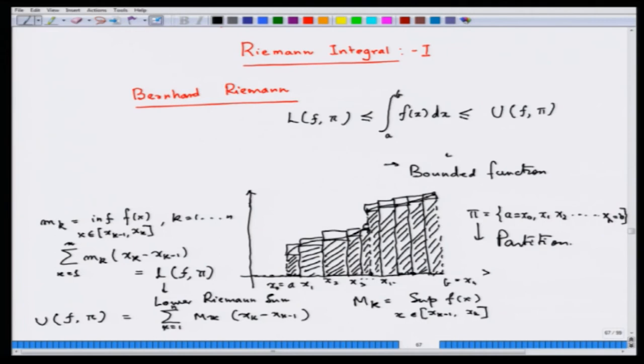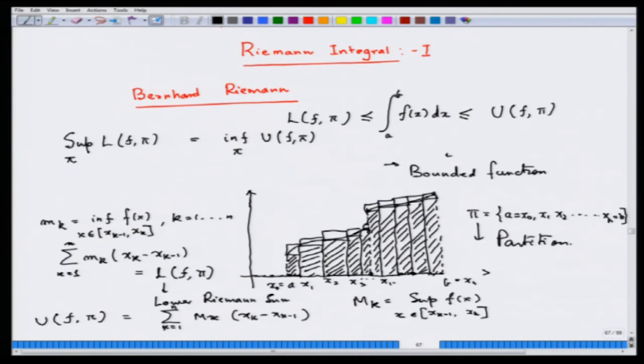Now, suppose we take the supremum of L(f, pi) for all possible partitions pi and we take the infimum of the upper Riemann sum for all possible partitions pi. When I say supremum over pi, it means over all possible partitions. There can be infinite ways of partition: this is one way of partition, then the second way, the third way, and it can go on in infinitely many ways.